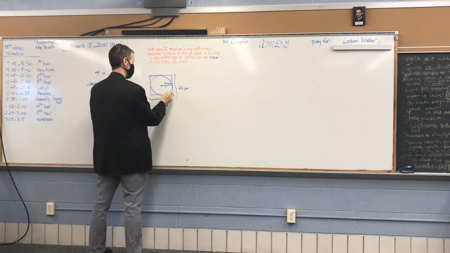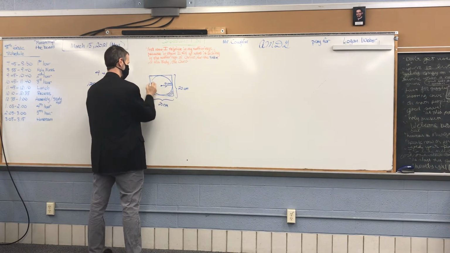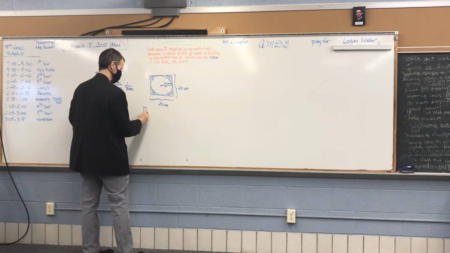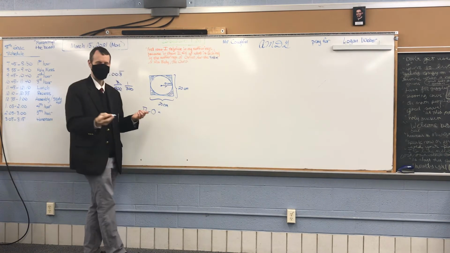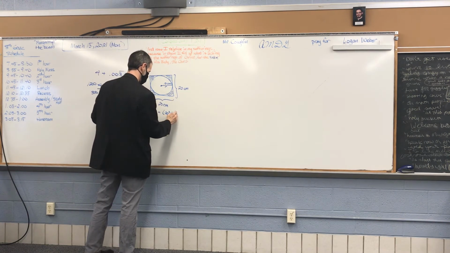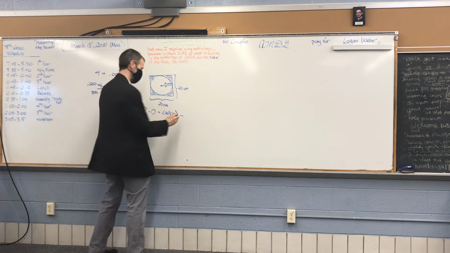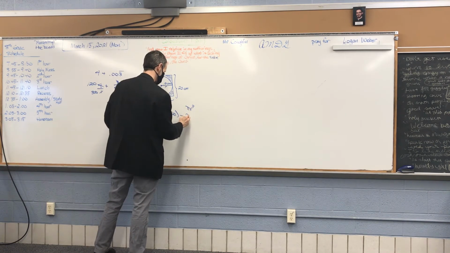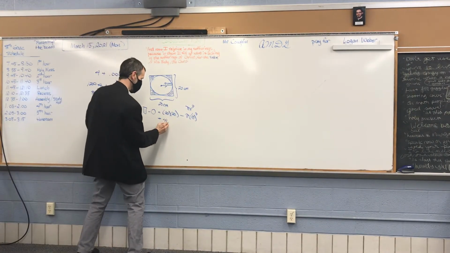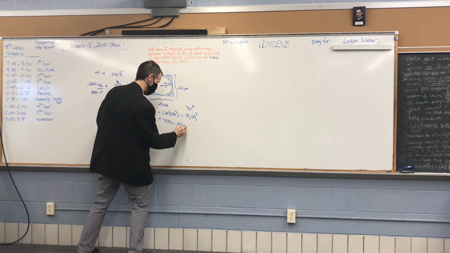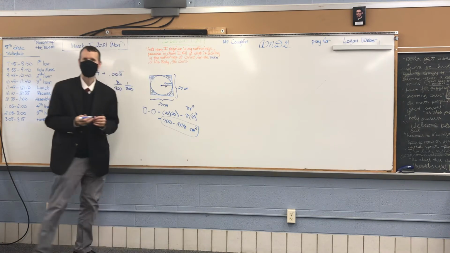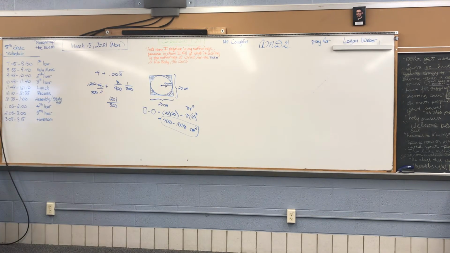So if I want to get this area, I want to take the square and then cut out the circle. So the square minus circle. The area of the square is 20 times 20, and then the area of the circle is pi r squared, which is pi times 10 squared. This will be 400 minus 100 pi, and then this is centimeters squared. Next.